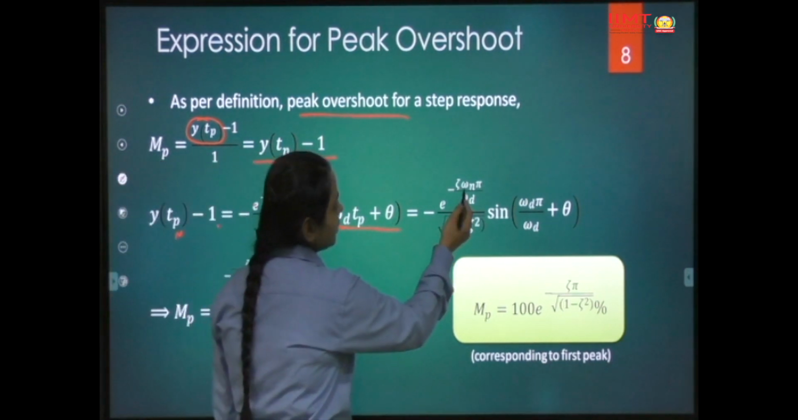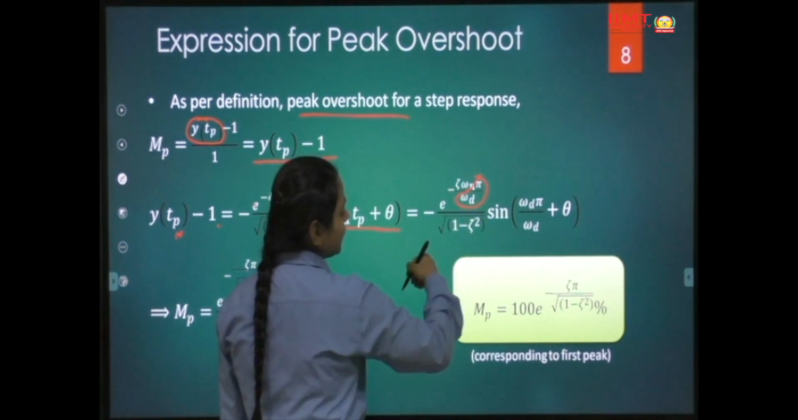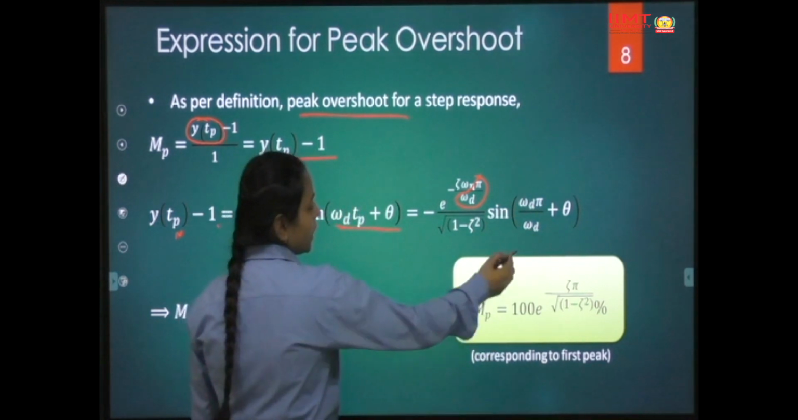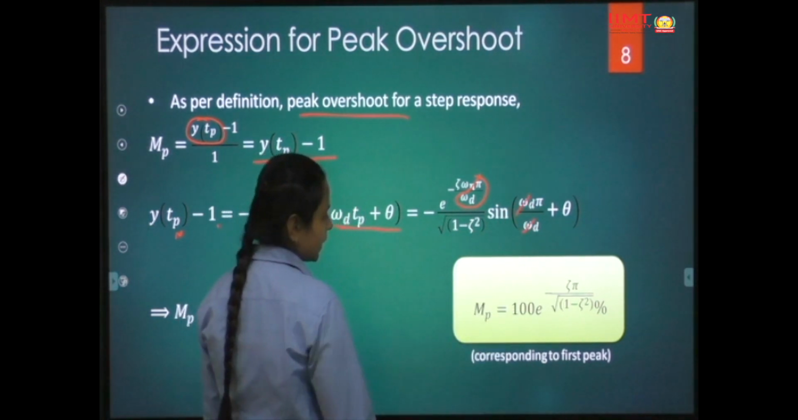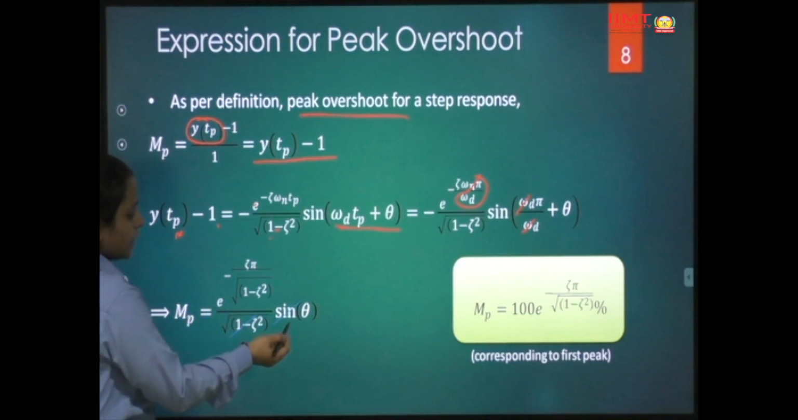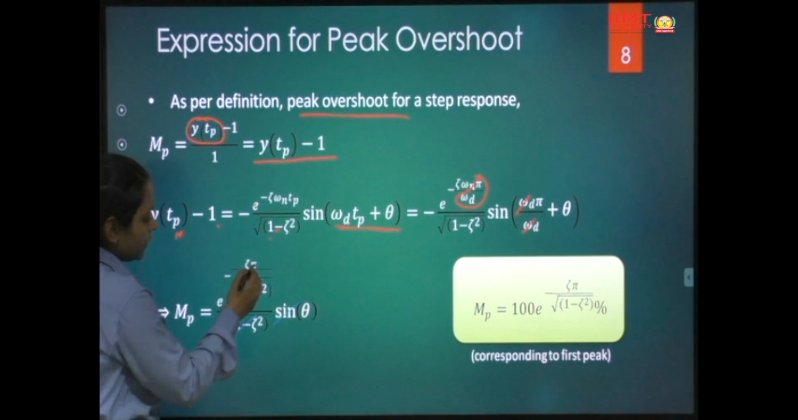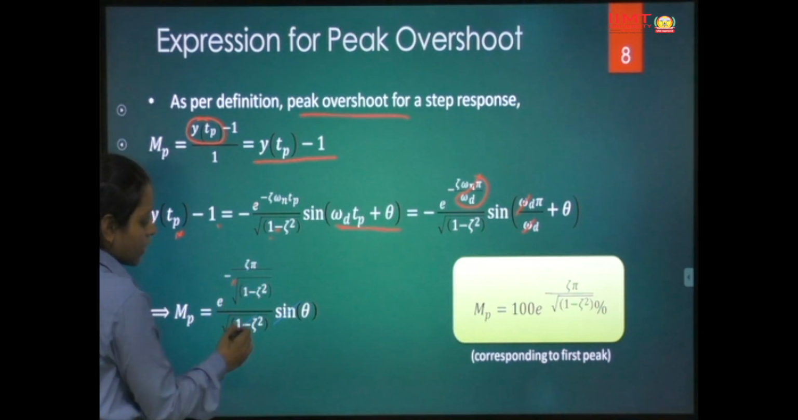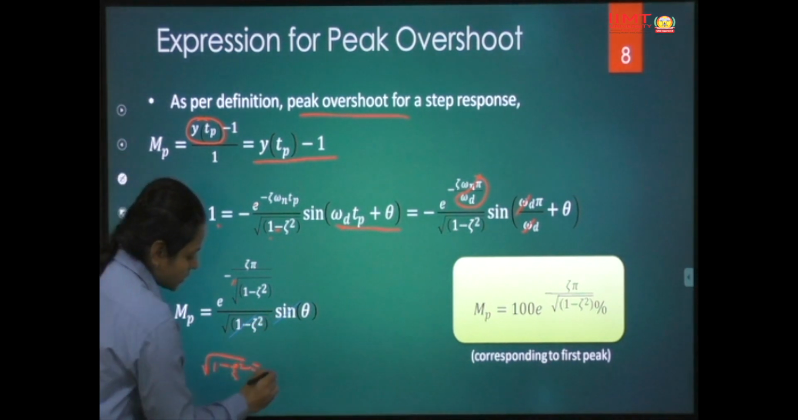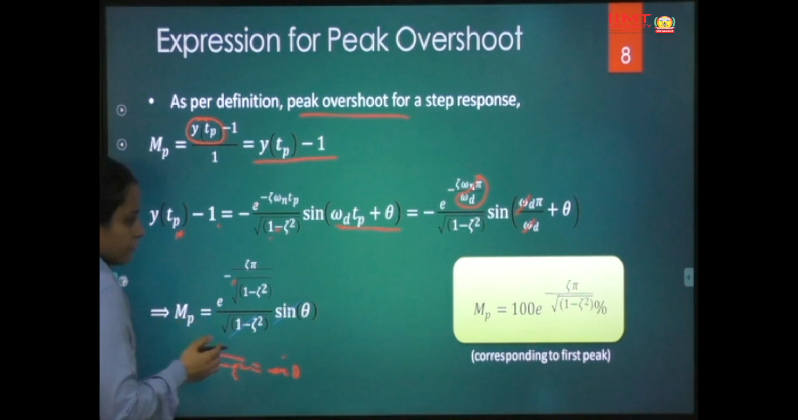So we have minus e to the power minus zeta omega n pi upon omega d. We kept the value of tp as pi upon omega d, 1 minus zeta square sin omega d pi by omega d plus theta. So omega d would get cancelled, and sin(pi plus theta) is minus sin theta. So this would become sin theta e to the power minus zeta pi upon under root 1 minus zeta square, and under root 1 minus zeta square is sin theta. So this would get cancelled by each other. So what would be left?